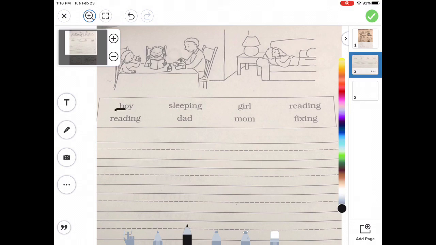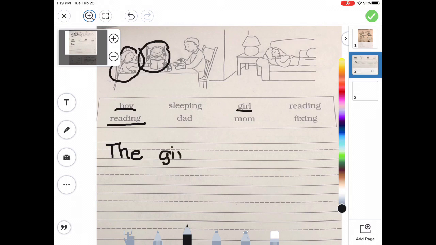So, for example, I see the word boy, and so I can circle the boy right here, and what is the boy doing? The boy is eating, so I could write the boy is eating. I also see the word girl, okay? What is the girl doing? She's reading, so I could make a sentence and put the girl is reading.